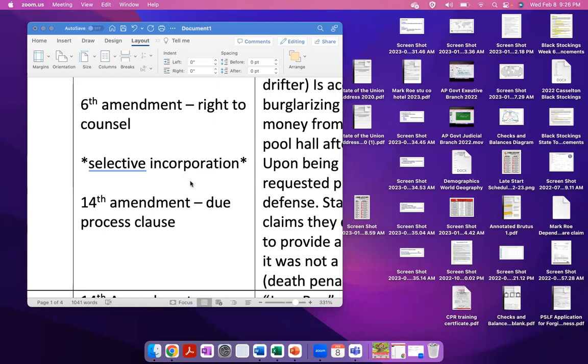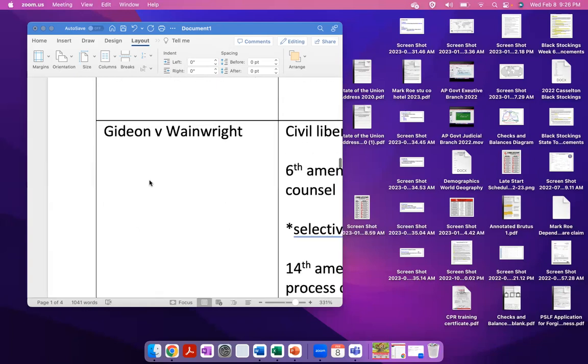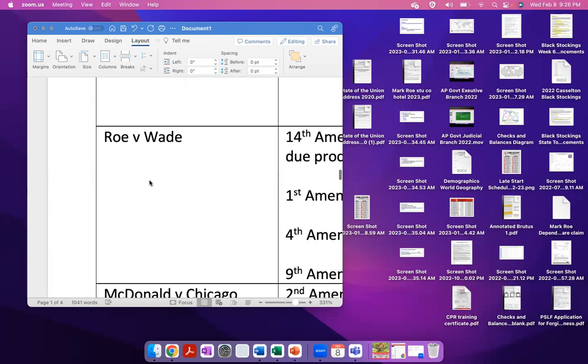So this is one of two selective incorporation cases that you have to know. Again, that protection being extended back to the states. The other one is McDonald versus Chicago.